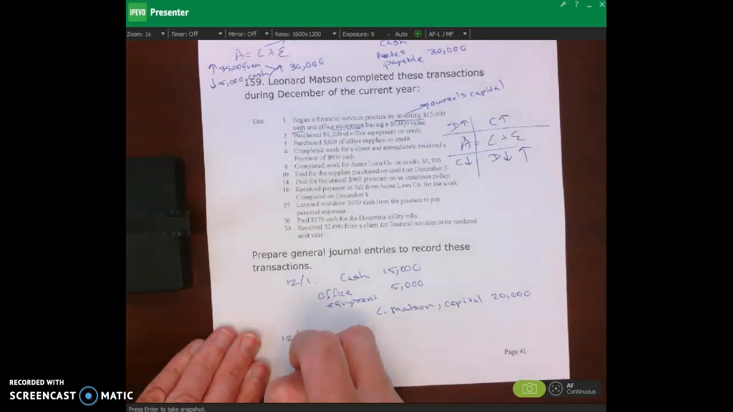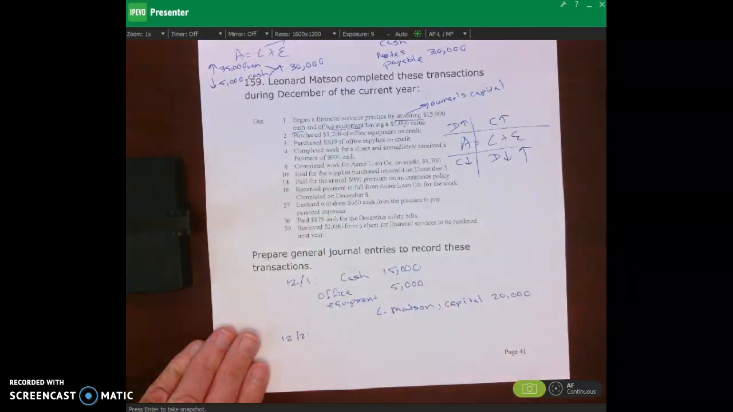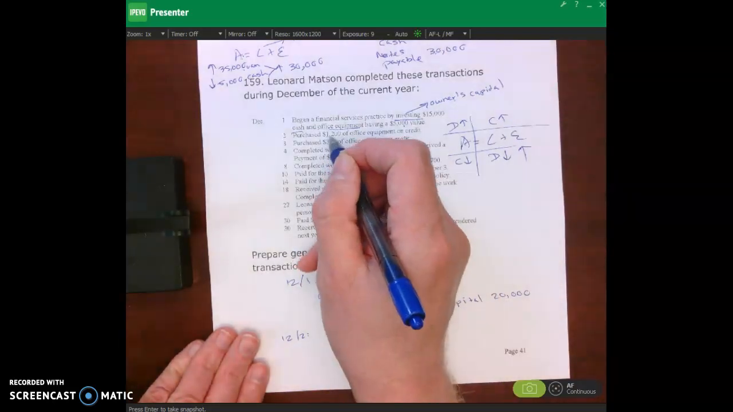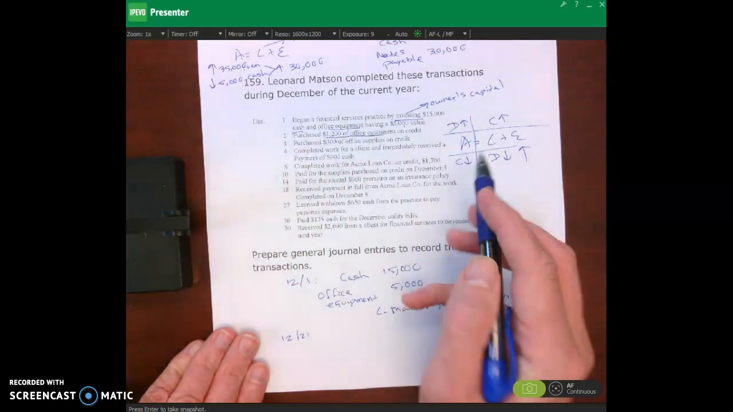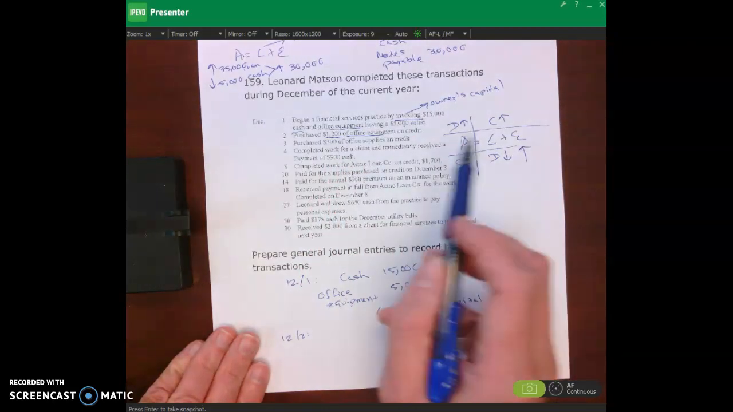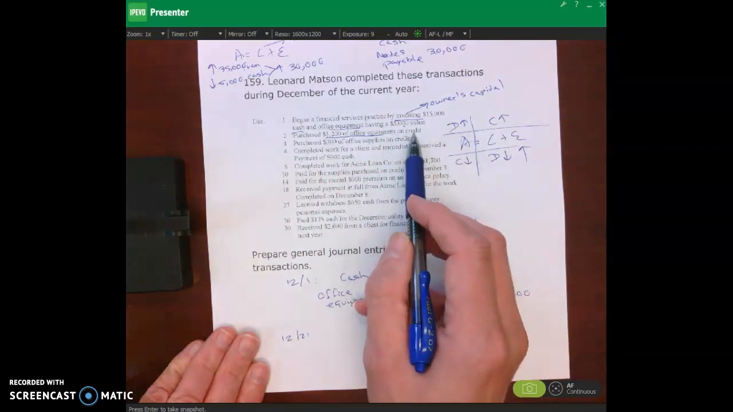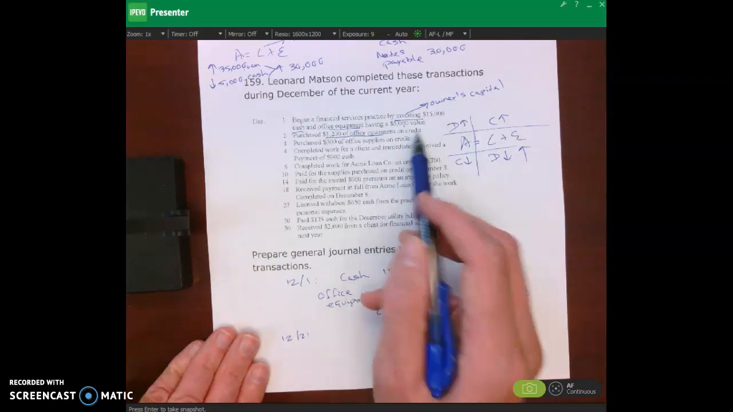So the next one, on 12.2, it says we purchased $1,200 of office equipment on credit. Well, where do we put office equipment? You can see that keyword. That is an asset. Okay? And this term, on credit, means we didn't pay for it yet. We haven't paid for it with cash.